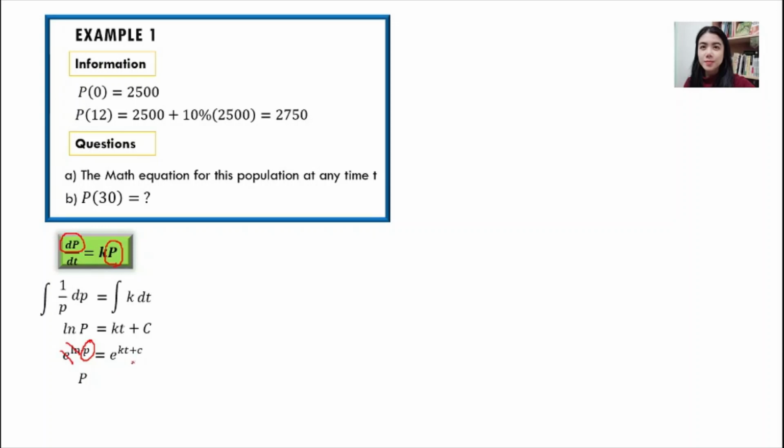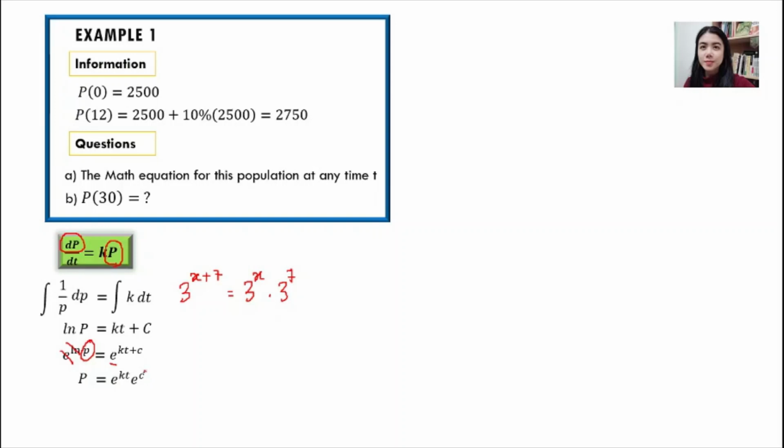For the right hand side, you have to split into two exponents. Basically, you're going to use the technique that you have done in the index. For instance, you have 3 to the power of x plus 7. You can split it into 3 to the power of x multiplied with 3 to the power of 7. So you apply this here. Your exponent can split into two exponents: e to the power of kt multiplied with e to the power of c. And if we look here, the e to the power of c is actually a constant.